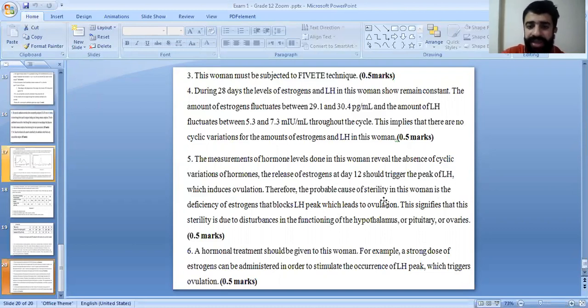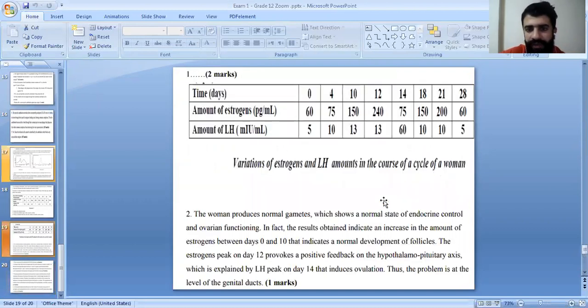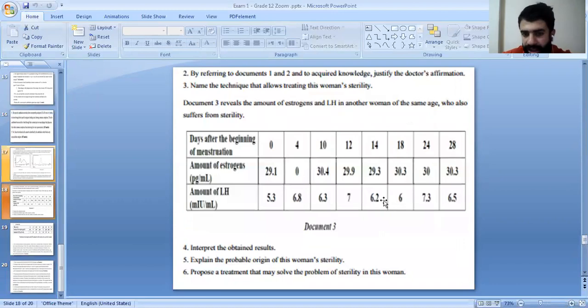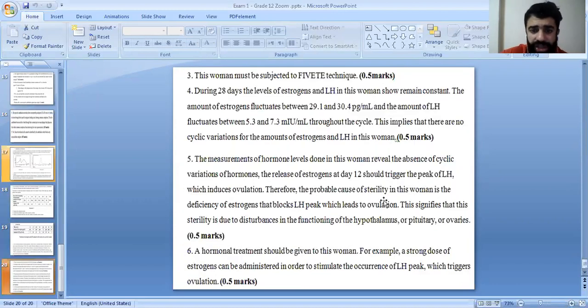The release of estrogen at day 12 should trigger the peak of LH. So at day 12 we should have a peak of LH, but we don't have a peak of LH. Therefore, the absence of the peak of LH will lead to the absence of ovulation. So the probable cause of sterility in this woman is a deficiency of estrogen that fails to trigger the LH peak that leads to ovulation. So the sterility is only due to disturbances in the functioning of the hypothalamus pituitary axis to the ovaries, either in the hypothalamus, the pituitary, or the ovaries.